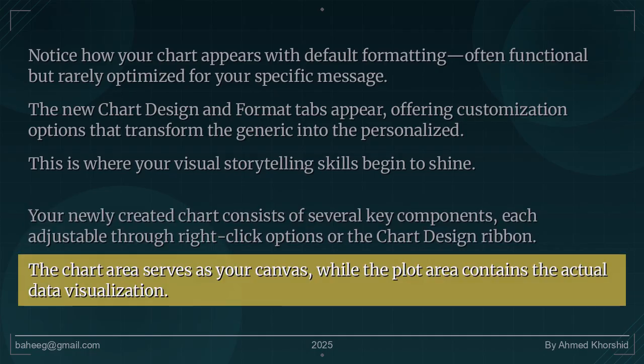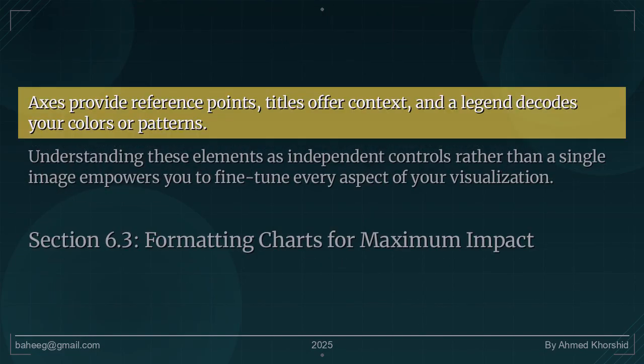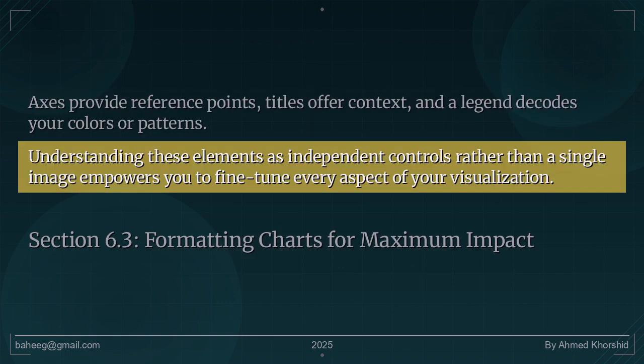The chart area serves as your canvas, while the plot area contains the actual data visualization. Axes provide reference points, titles offer context, and a legend decodes your colors or patterns. Understanding these elements as independent controls rather than a single image empowers you to fine-tune every aspect of your visualization.